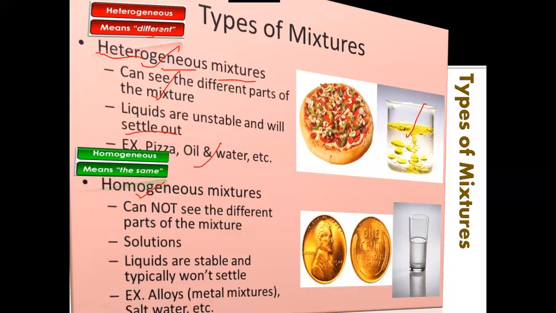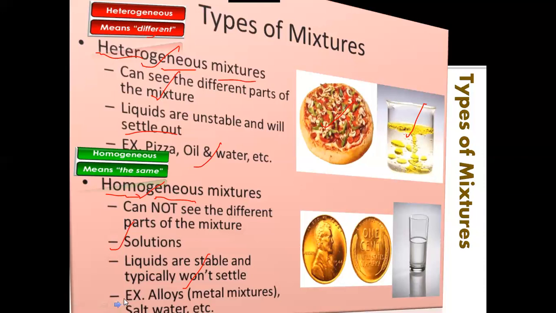Now we can see the homogeneous mixtures. In a homogeneous mixture, homo means same, genus means a form. So in this mixture, all the forms of the substance are the same, they are not different. If you see the examples, you cannot see different parts of the mixtures, and they are also called solutions, because the things are properly dissolved in one another. Liquids are stable and typically won't settle out or settle down. They don't make layers.